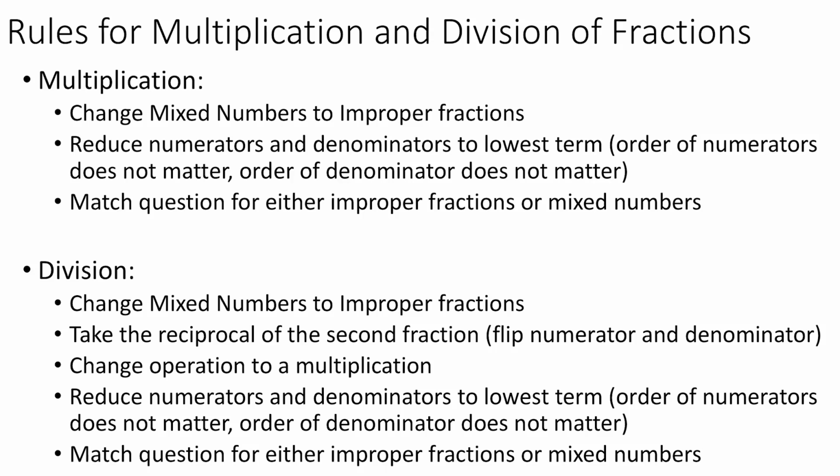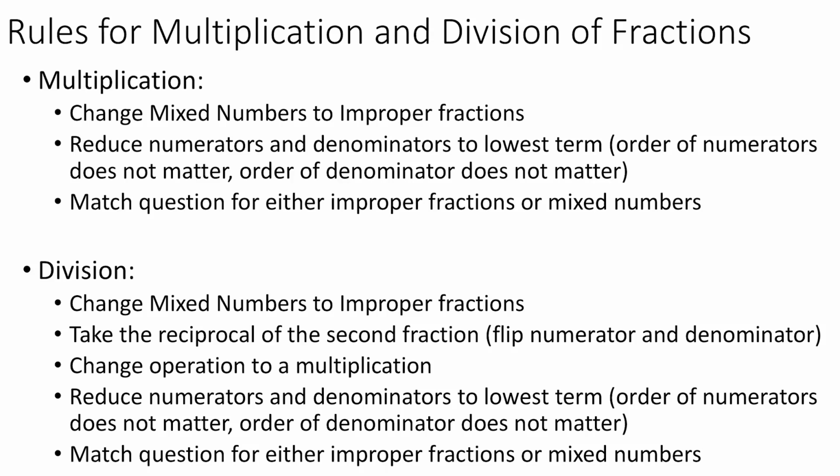So the first thing we'll do is change mixed numbers to improper fractions. That's something that we've done before. And then we're going to look at reducing before we multiply. There's a bit of a technique to how that works, so we'll go through that in detail as the video goes on. And finally, we're going to match the question for either improper fractions or mixed numbers, whatever we started with.